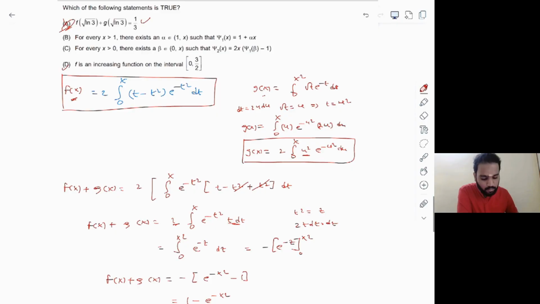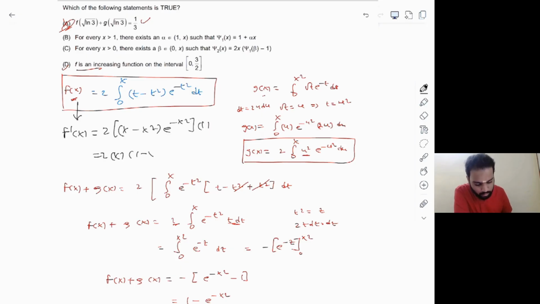Let's go for option D, which will be somewhat easy here. Because if you want to find out whether f is an increasing or decreasing function, you need to differentiate it first of all. So let's do it here itself by using Leibniz rule. Okay, so f dash of x is equal to 2 into, we know how to differentiate using Leibniz rule. So I'll put the upper limit in place of t. So this becomes x into x minus x square multiplied by e to the power of minus x square and into 1, since you are using Leibniz rule here. And if I take x common, what I get is 2 into x into 1 minus x into e to the power of minus x square.